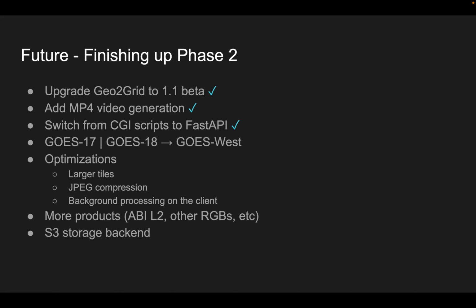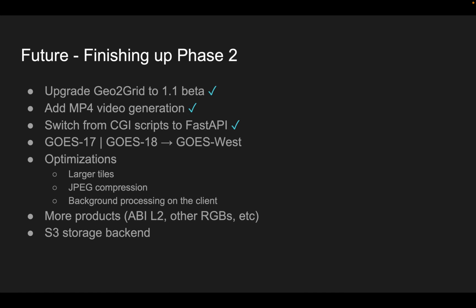We also want to play around with the newer modern browser technologies that allow you to do something in the background. So you have the client doing something for the user, but preparing something in the background, like preloading frames and that kind of thing. And then we're also working on more products, ABI level 2, possibly other RGBs, and a lot of other features.